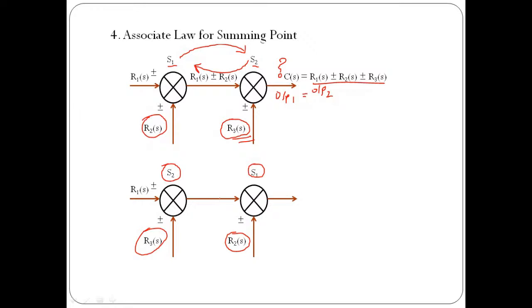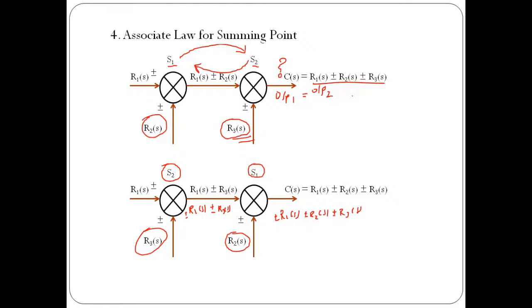Now again in this case we are trying to find out what will be the output. First, the output of the second summing point will be a combination of R1(s) followed by R3(s). So it is going to be R1(s) plus minus R3(s), and then the output of S1 will be R1(s) plus minus R3(s), then plus minus R2(s). See, the same logic is applicable over here.